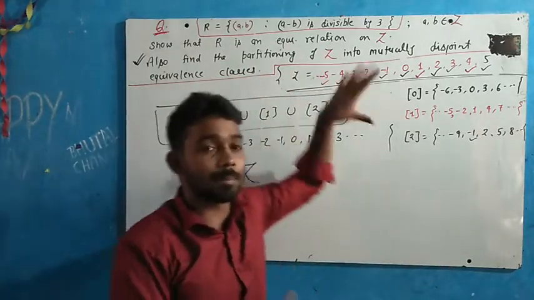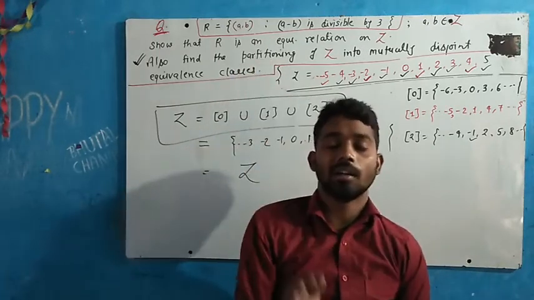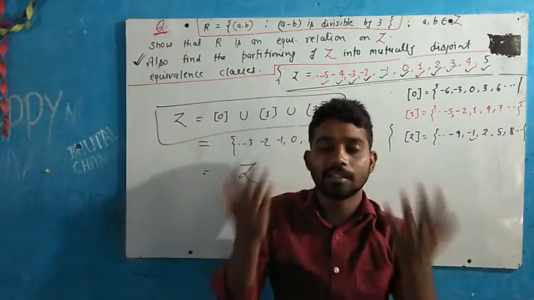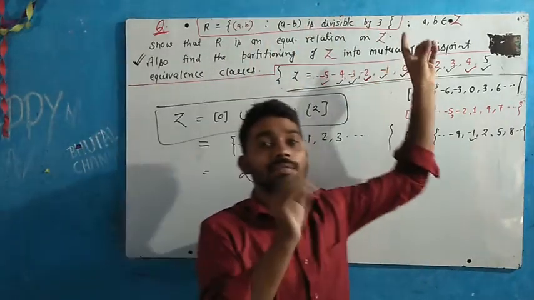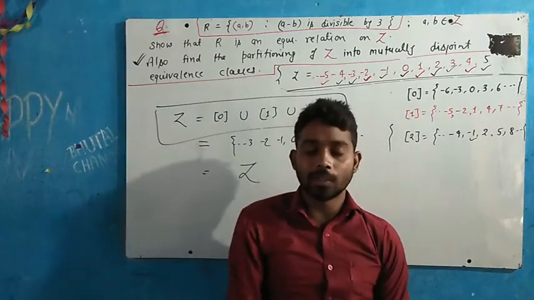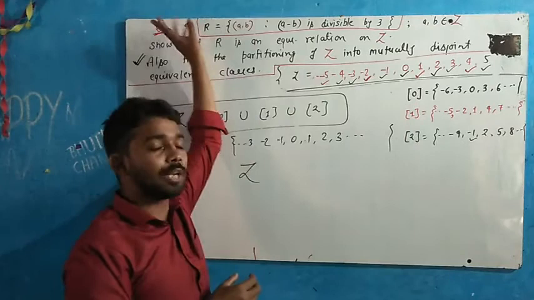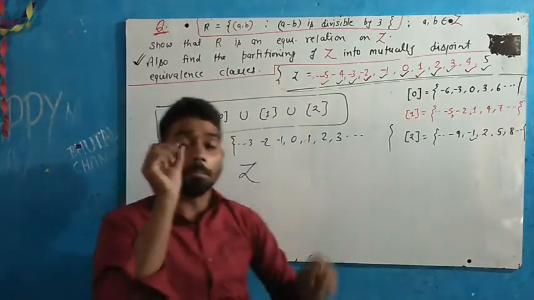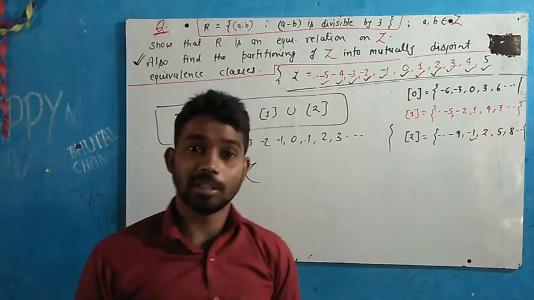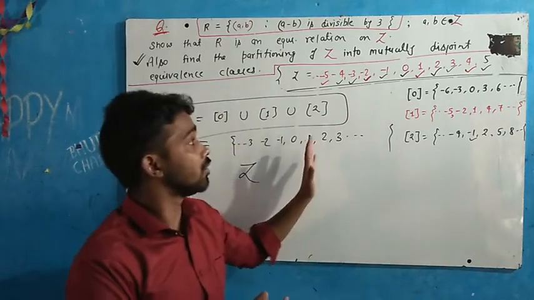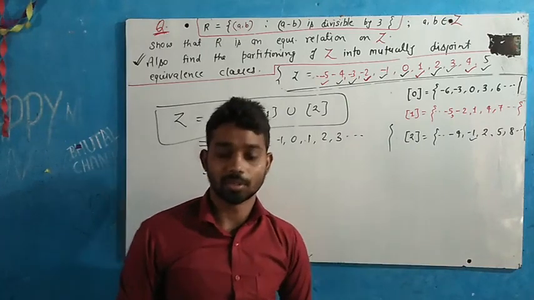With the help of this example: first, the equivalence classes of any two elements are either identical or disjoint, and second, if R is an equivalence relation on the set Z, then definitely beta, R will divide Z into mutually disjoint equivalence classes. Clear? I hope your doubt is clear. One more time see the solution, your doubt will be clear. Okay, thank you.